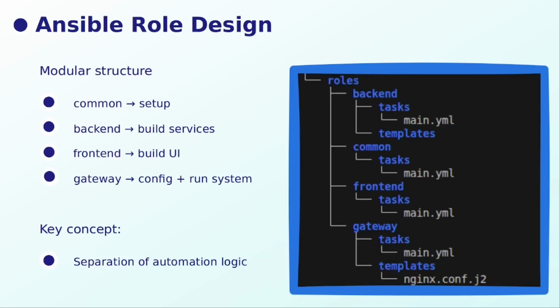Ansible role design. To automate the deployment, we use Ansible with a modular role design. Each role has a responsibility. Common sets up the environment. Backend builds the services. Frontend builds the UI. Gateway configures and runs the system. This makes our automation clean, reusable, and scalable.